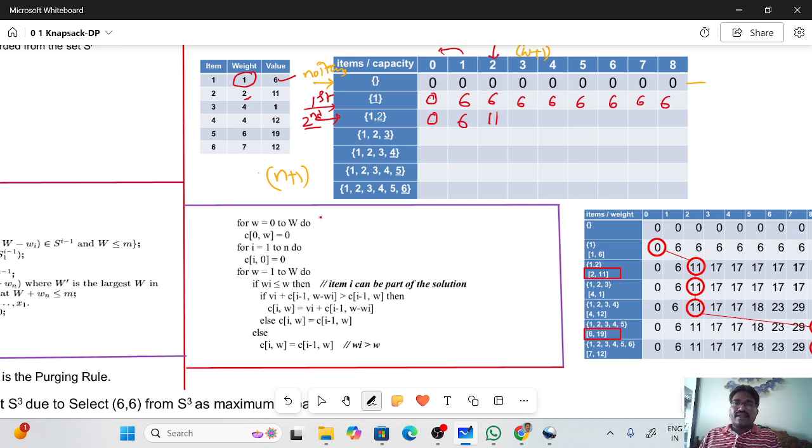My knapsack is increasing. What is my knapsack capacity now? 3. So what is the first 2 items' weight? 1 plus 2, 3. Yes, that means item 1 and item 2 both are possible to place into the knapsack. Now I place both items. What is the profit I am going to get? 6 plus 11, 17. Now what is the profit I am getting as of now? 17.